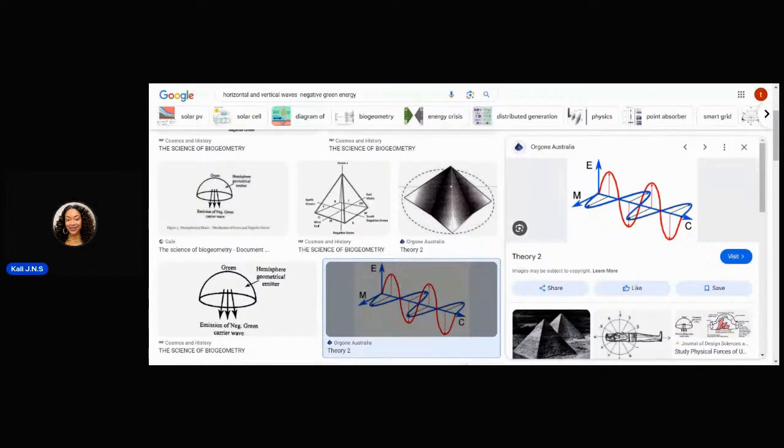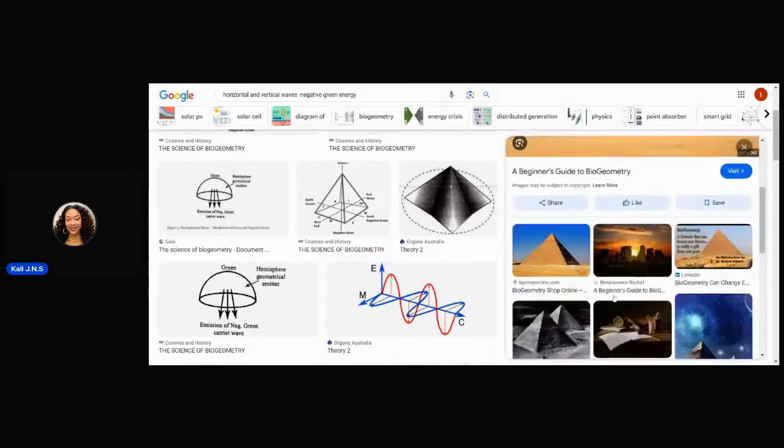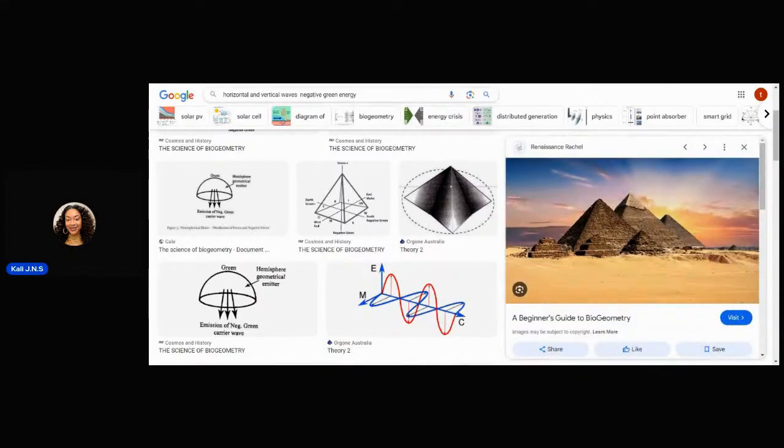Let me see if I can show you some Egyptian pyramids. Let's see. Well, we could go here. We could actually go here. So when we talk about the Egyptian pyramids, particularly the king's chamber, let me see if I can find one with the king's chamber. I don't want to lose this though.